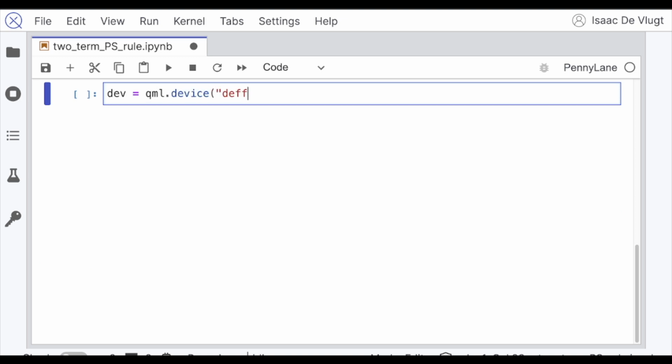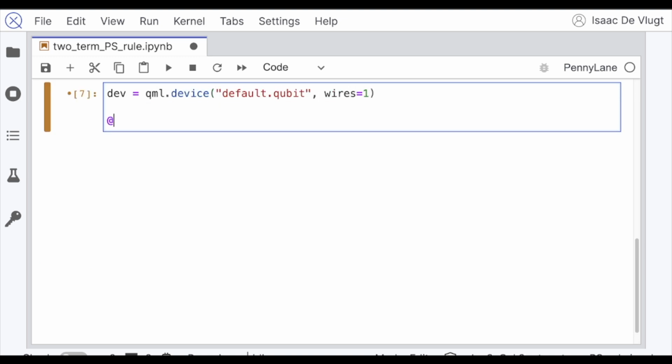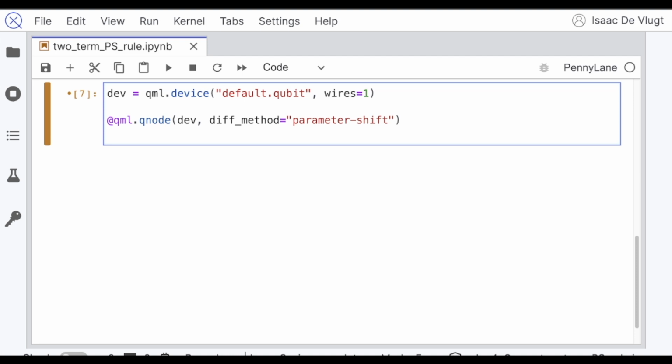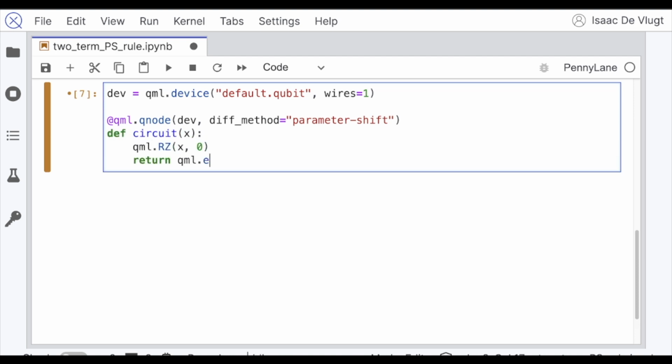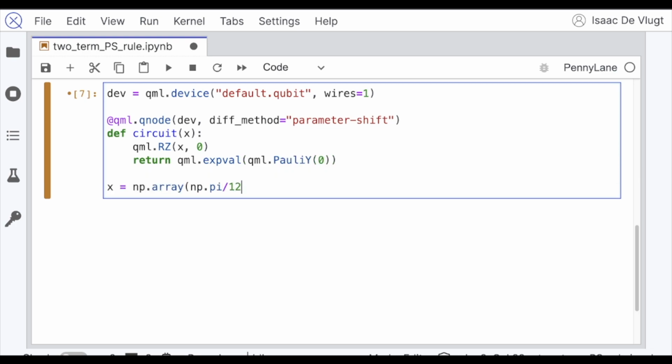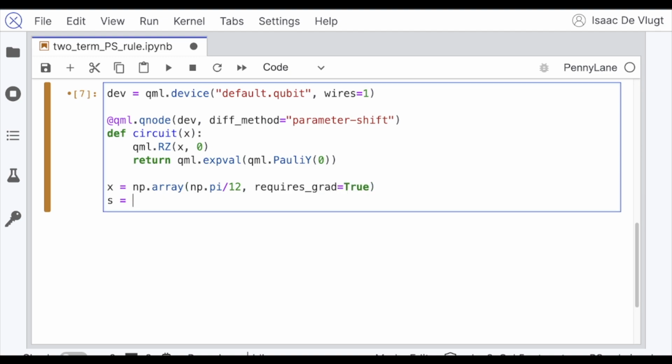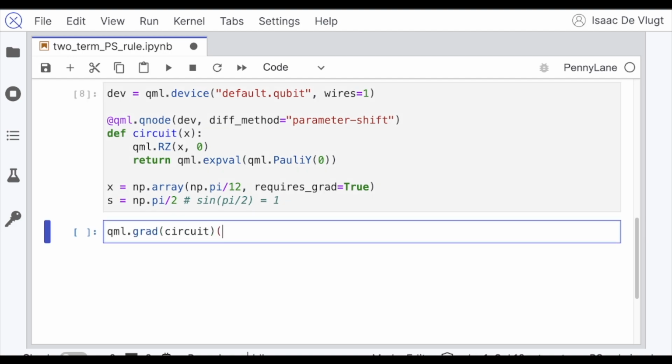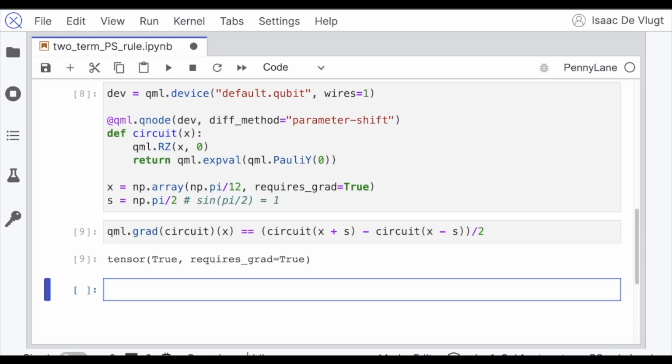Let's actually verify this result by calculating the expectation value we're interested in. To make sure that we're using the parameter shift rule under the hood in PennyLane as opposed to any other differentiation method, we can specify diff_method equals parameter-shift when we decorate with @qml.qnode. The operator we're interested in taking the expectation value with respect to is the Pauli Y operator on the first qubit. Now let's say we want to evaluate the circuit at pi over 12, and the shift value we'll set is pi over 2, since sine of pi over 2 is equal to 1. And finally, when we use the qml.grad transformation on our circuit to calculate the analytic gradient under the hood in PennyLane, and we compare it to our expression that Antal derived, we get the same answer.